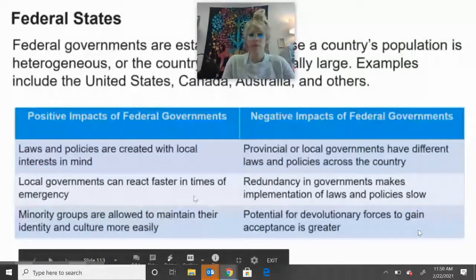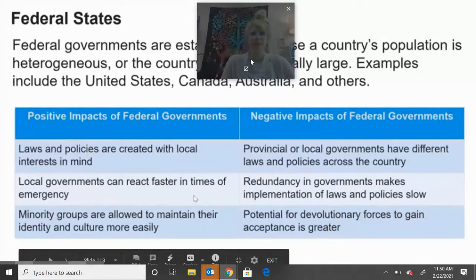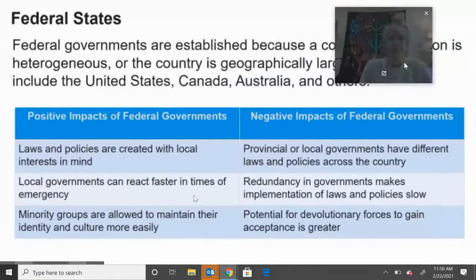And then the last is their potential for devolutionary forces to gain acceptance is a lot greater. So that just means if you have groups that all want to separate, right, in a devolutionary force, they are going to have more potential to break away than, say, in a unitary state.